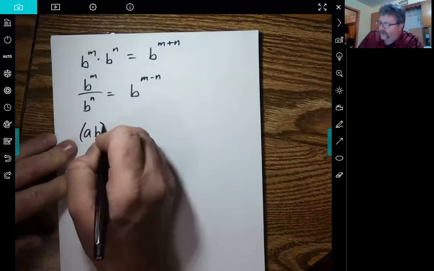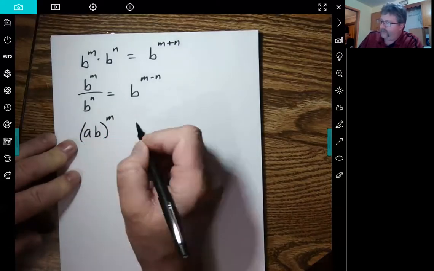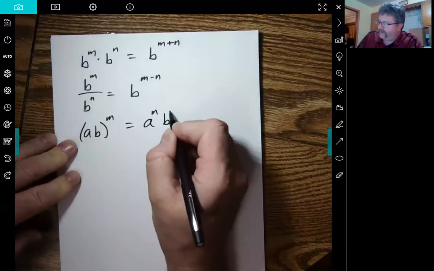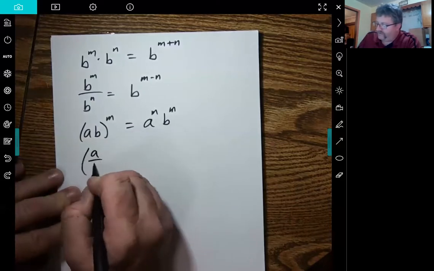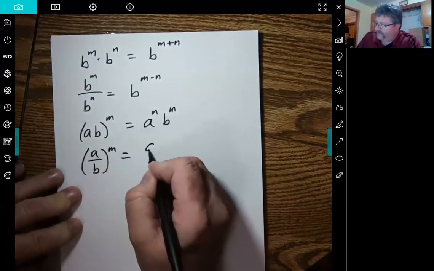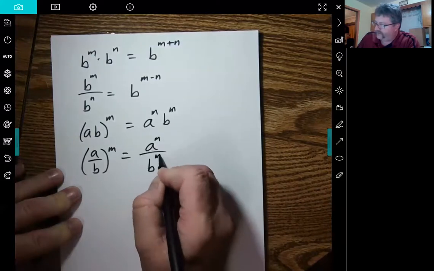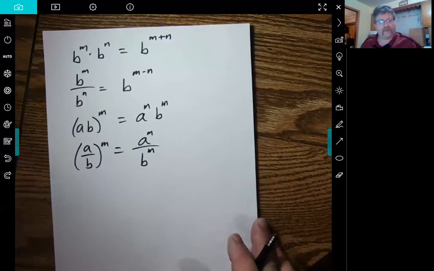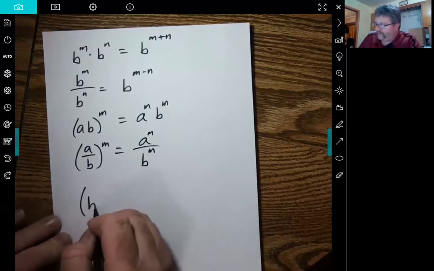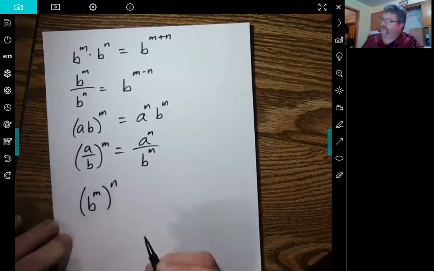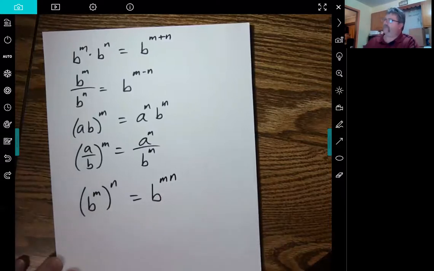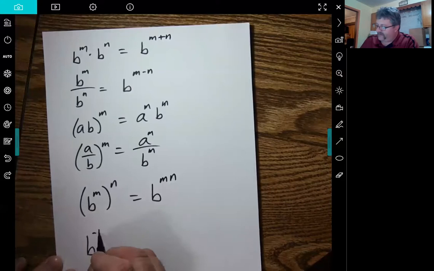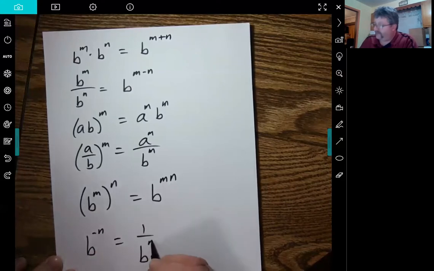Product rule, products to powers. If I have some ab all to the power m, that's a to the m, b to the m. Similarly with a quotient, a division, that's a to the m over b to the m. How about an exponent raised to another exponent? b to the power of m and then raised to the power of n. Well, that's b to the m times n. That's when you multiply the exponents. And then finally, b to some negative n is 1 over b to the positive n.